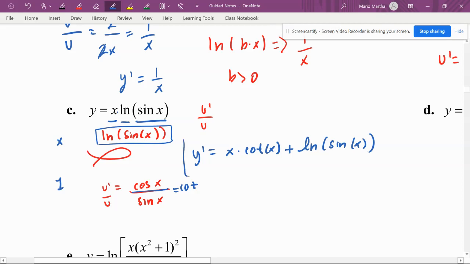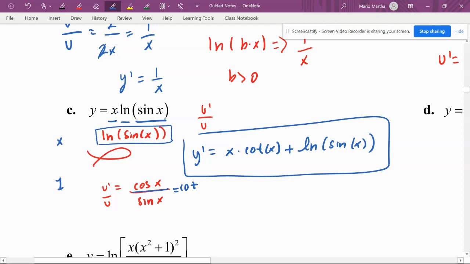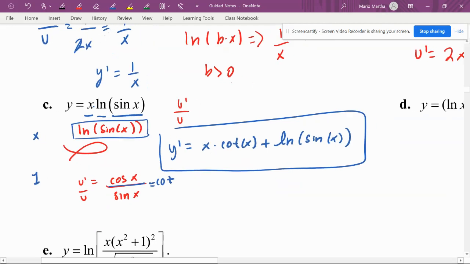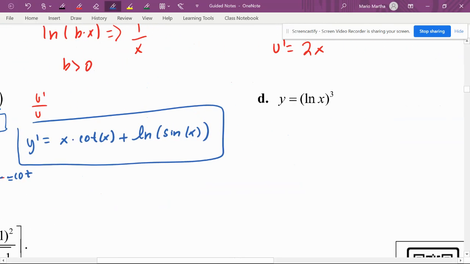And that's pretty much it. That's our y prime. So again, don't be afraid of breaking it down into smaller steps, right? Okay, so let's look at D now.